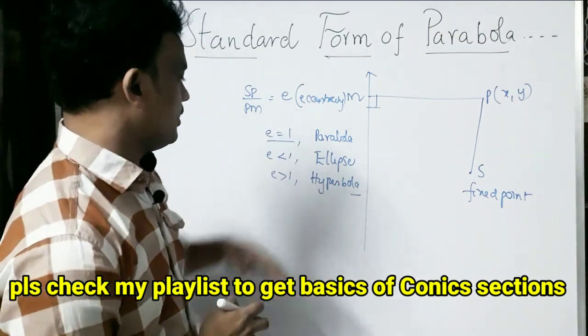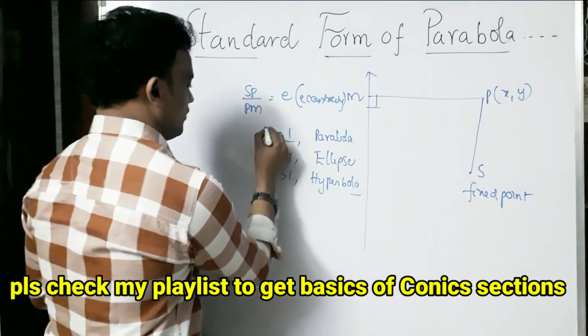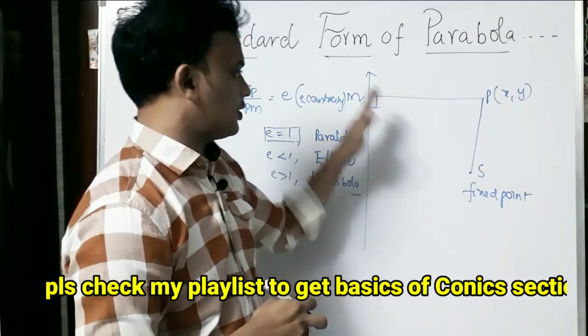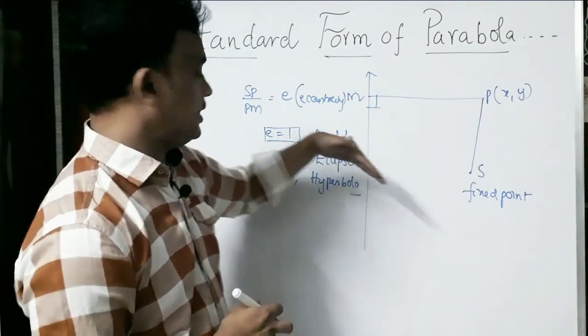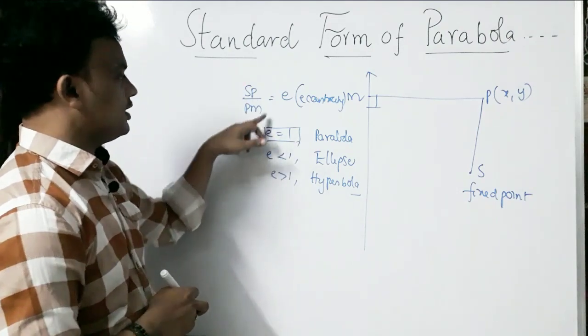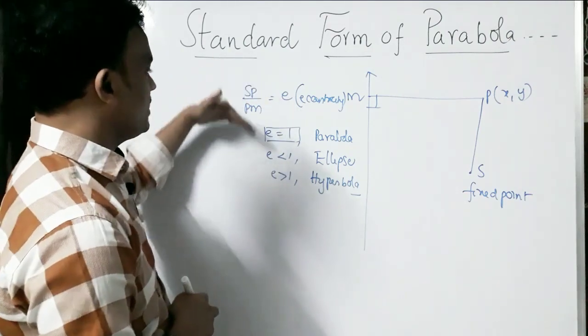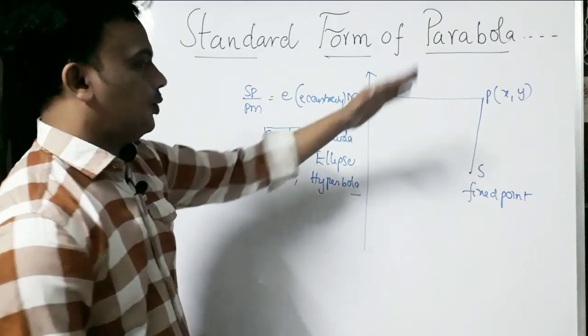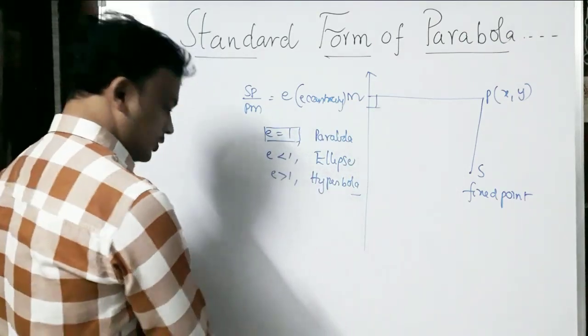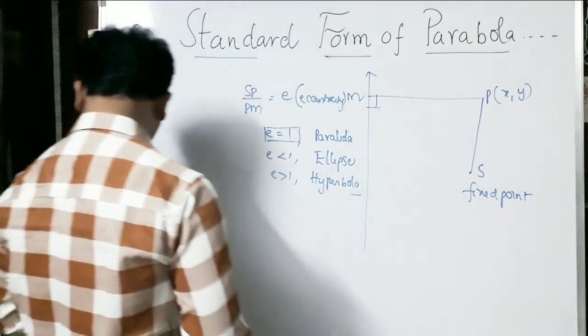Coming to this one, now the parabola. What is the definition of the parabola? The ratio of the distance of the locus point to the fixed point and to the fixed line is E. If E equals 1, that means SP by PM equals 1, so I can write SP equals PM. Then we can form a conic section, and that conic section is the parabola. Let us see.